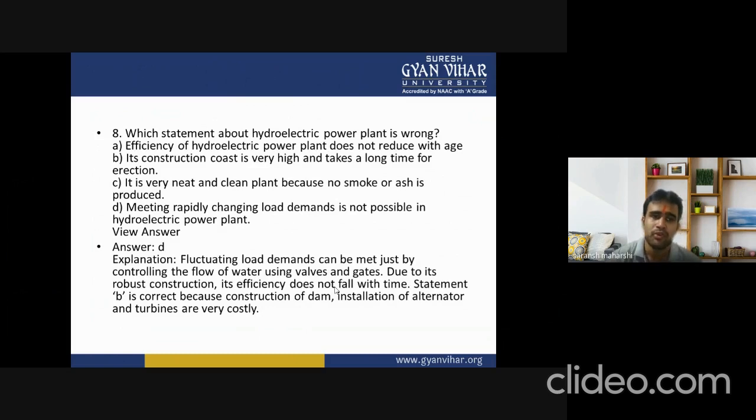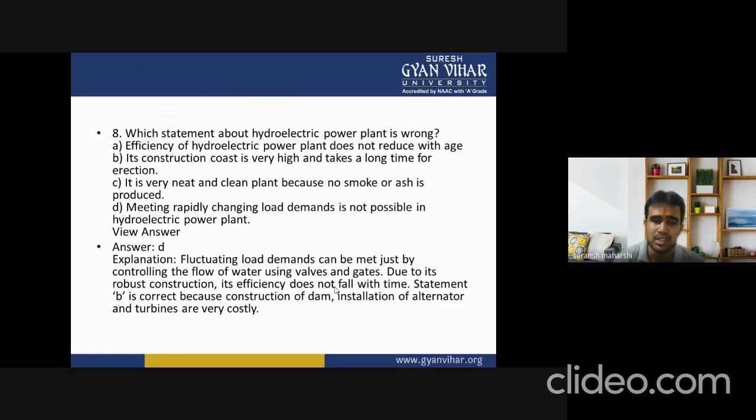Which statement about hydroelectric power plant is wrong? Option A, efficiency of hydroelectric power plant does not reduce with age. Option B, its construction cost is very high and takes a long time for erection. Option C, it is a very neat and clean plant because no smoke or ash is produced. And option D, meeting rapidly changing load demands. It is not possible in the hydroelectric power plant. So the correct answer is option D.